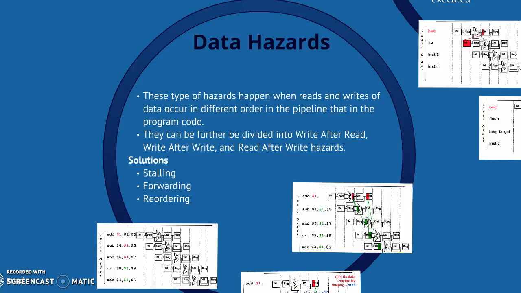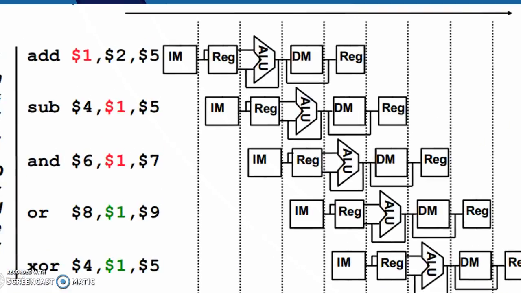In this example, we see several dependencies. The first dependency is between the first two instructions, add and sub. They are both using register 1, as we can see here in this example. The second dependency is between the first and third instructions, add and add, that are using the same register 1. The third dependency is between the last two instructions, OR and XOR, with register 1 again.